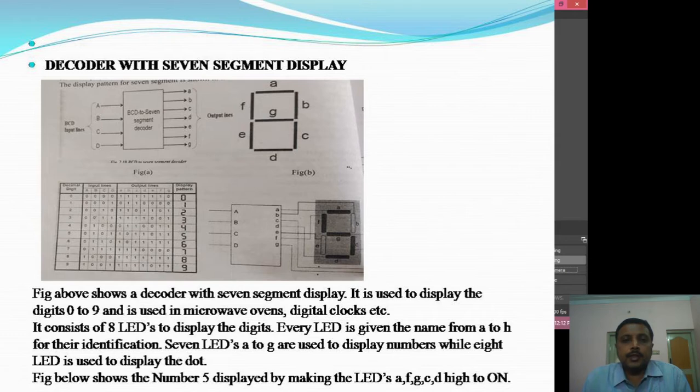As you can see in the above sketch, there is a decoder with 7-segment display. It displays digits 0 to 9, and it is used in microwave ovens or digital clocks. There are 8 LEDs, and every LED is given a name from A to H, that is A, B, C, D, E, F, G, and H is a dot.